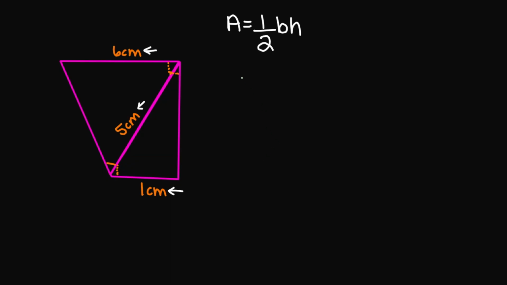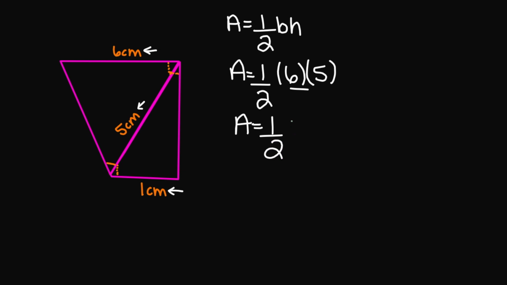So for our first one, we have A equals 1/2. My base here is going to be 6, and then your height here is going to be 5. Now we're going to multiply 6 times 5. So you have A equals 1/2 times 6 times 5. This is going to equal 30.